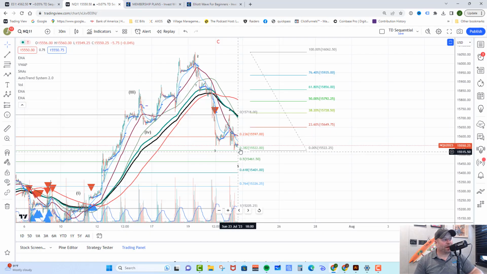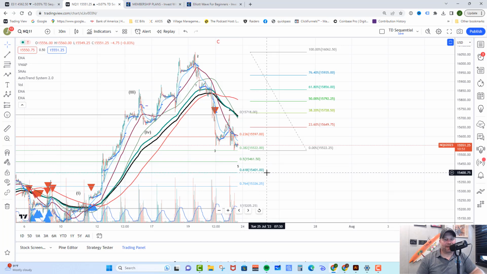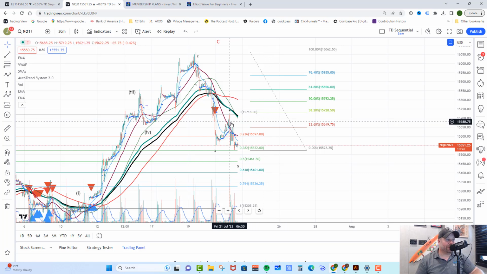Over on the NASDAQ, same type of setup. We have a wave 5 continuing to the downside. We would expect it to hit 15,461 to 15,401. Below that becomes a warning that we're already in wave 3, especially if they break down below 15,326.25. If they do bottom here, we would look for an ABC bounce up back toward about the 15,800 region and then down from there.